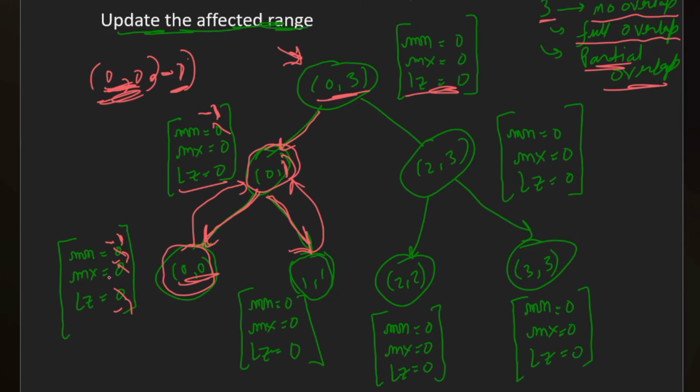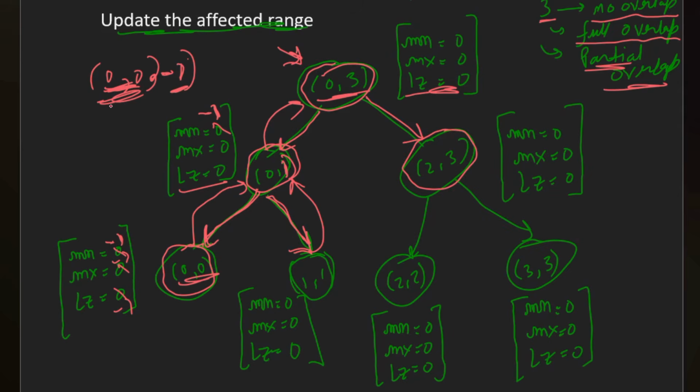Similarly, here maximum is -1, here maximum is 0, so maximum will remain 0 only. So it has updated its minimum and maximum, so it will also return back. Now we came to the initial node. Then it will call its right child, so it's 2 comma 3.